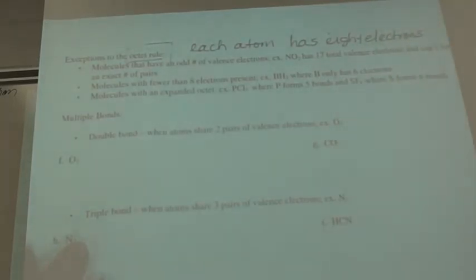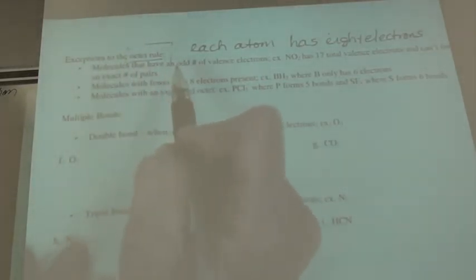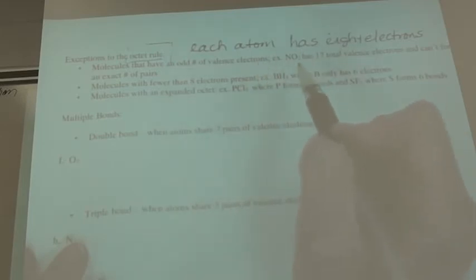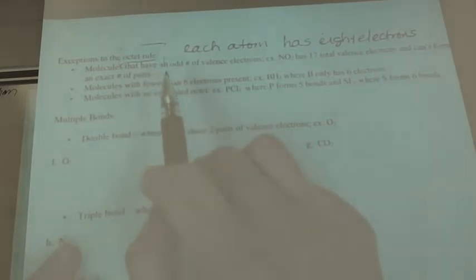All right. This does not work if you have an odd number of valence electrons. NO2 has 7 total valence electrons, so you can't get an exact number of pairs. You can't draw a Lewis dot diagram for NO2.